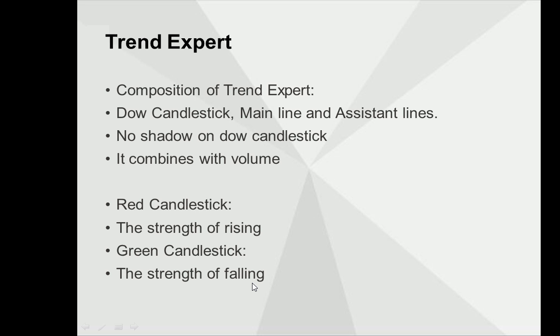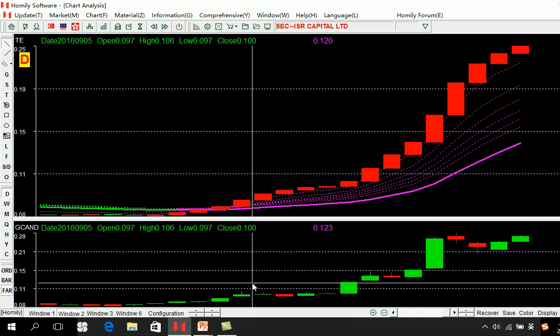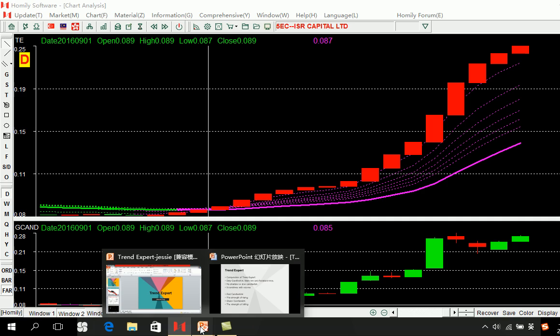There is no shadow on the down candlestick. It combines with volume, so it's different from the normal candlestick. The red candlestick shows the strength of the rising, and the green candlestick shows the strength of the falling. If you see the down candlestick, the larger the body, the better for red. But for the green candlestick, the larger, the worse. So this is the candlestick.